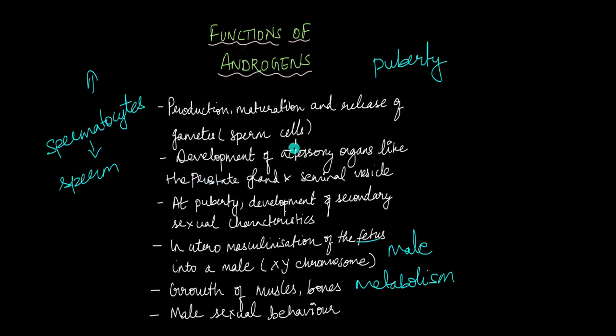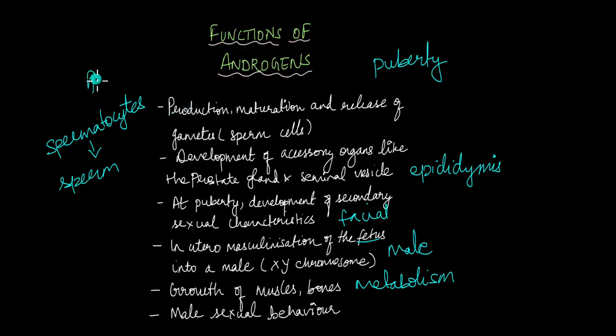Androgens are also involved in the development of accessory organs for the healthy production of sperm. Not just spermatocytes, but you need input from other organs like the prostate gland, the seminal vesicle, epididymis, and a lot of other male accessory organs. So the androgens are also involved in the development of those organs. The development of secondary sexual characteristics, like I mentioned, the facial hair growth, the voice changing, the protrusion of the Adam's apple, the increase in height, the increase in muscle mass, especially during puberty, all those secondary sexual characteristics are caused by the increased level of androgens in our body. So these are some of the functions of androgens.